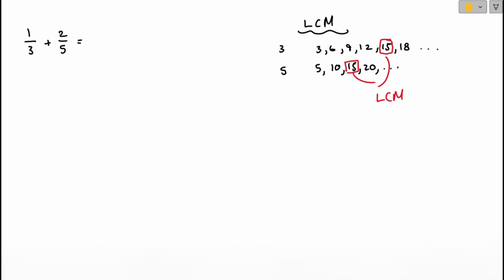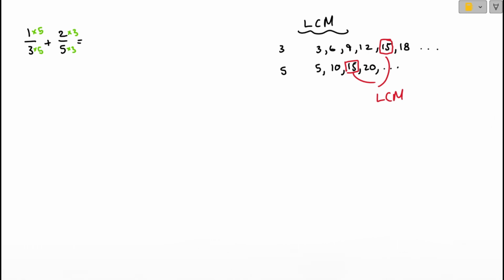So if I look back over to this question over here, how many times do I need to multiply 3 in order to get 15? Well, I need to obviously multiply by 5. And whatever I multiply with the denominator, I multiply with the numerator as well. And then for this fraction over here, how many times do I need to multiply 5 to get 15? We know we just have to multiply by 3. And we do the same with the numerator as well.